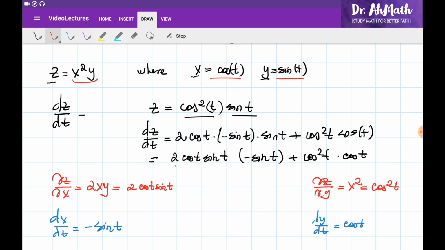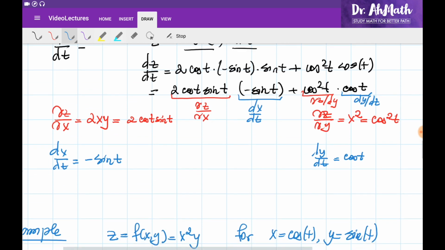Okay. Now, by looking at this derivative, I see these four components here. So this term is actually equal to the partial derivative of the z with respect to the x. So this term here is the derivative of the x with respect to the t. This term here is the partial derivative of the z with respect to the y. And the last term here is the derivative of the y with respect to the t. So I will obtain this kind of formula.